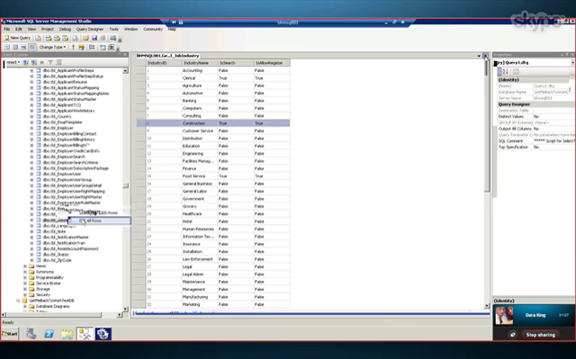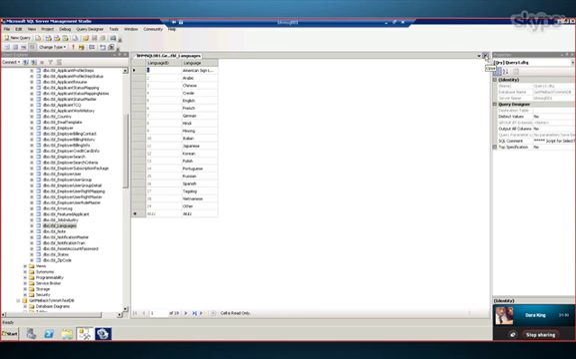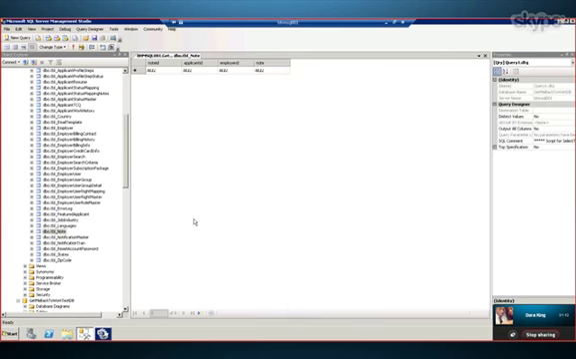Languages. Just a lookup table for languages. Notes. I don't know what this is. I don't think it's ever used.